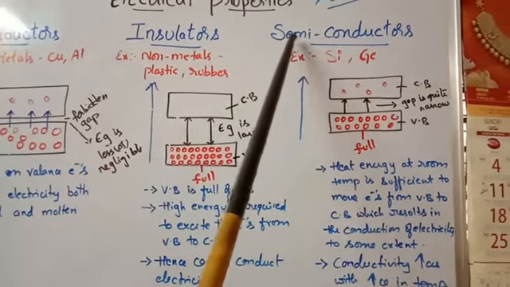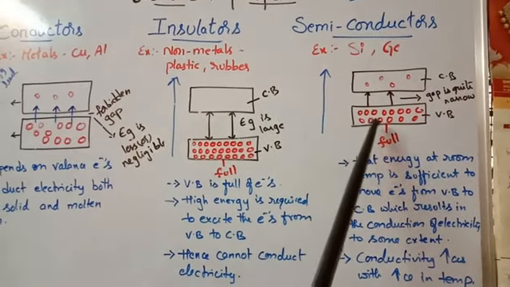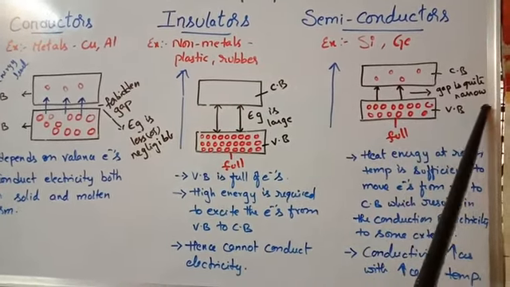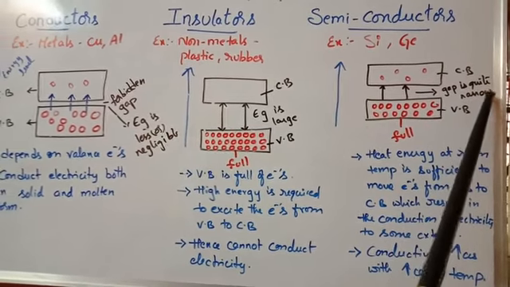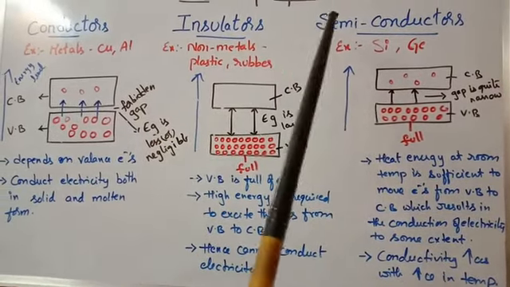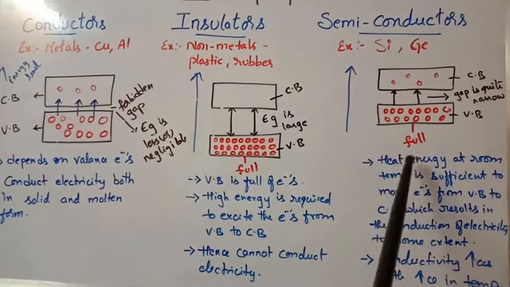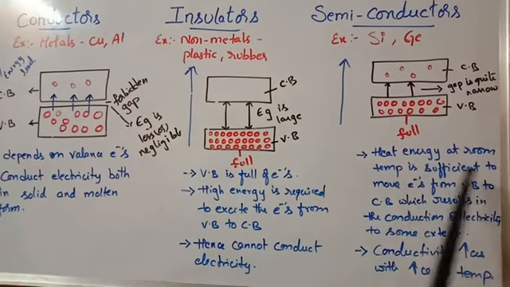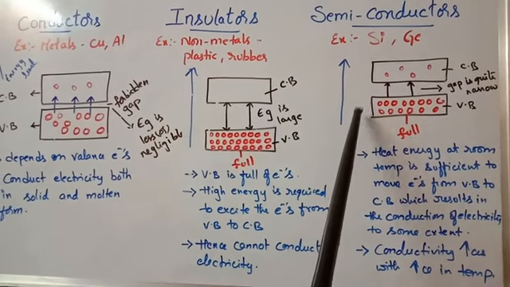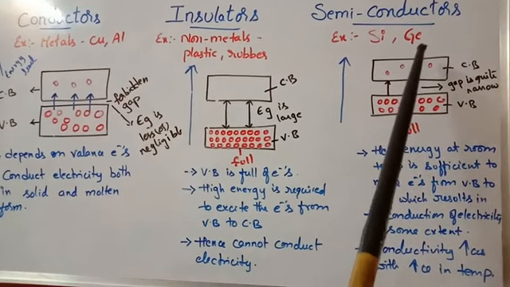Next come semiconductors. Examples are silicon, germanium, and you can take arsenic. Here also see the valency band, conduction band and energy level. The forbidden gap is quite narrow. Semi means they are between conductors and insulators. They can conduct electricity, as the name itself suggests. Heat energy at room temperature is sufficient to move electrons from the valency band to the conduction band.